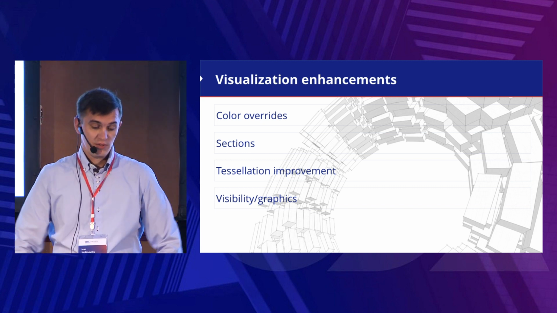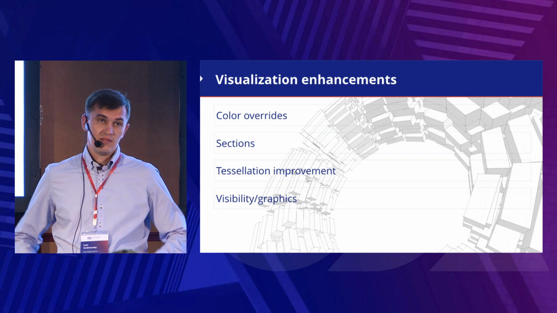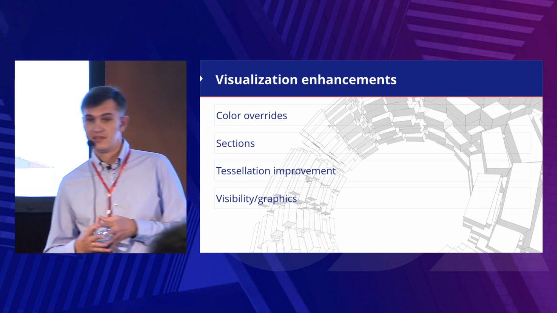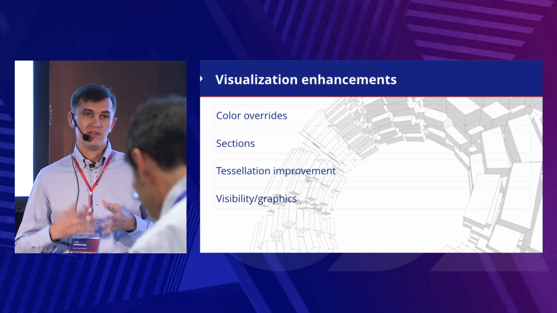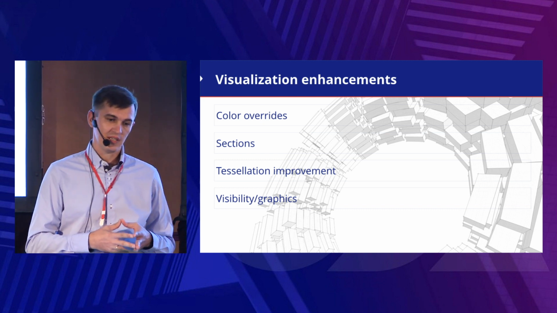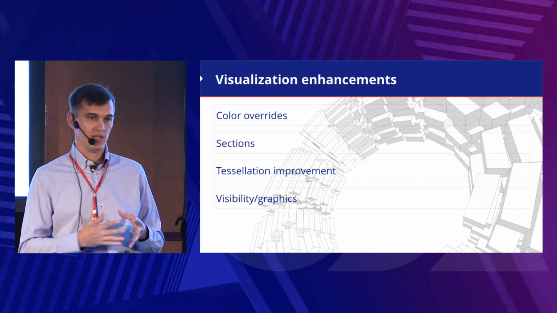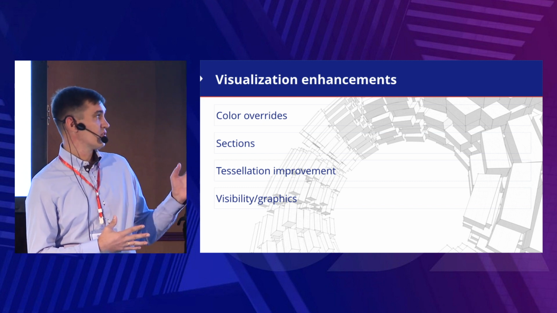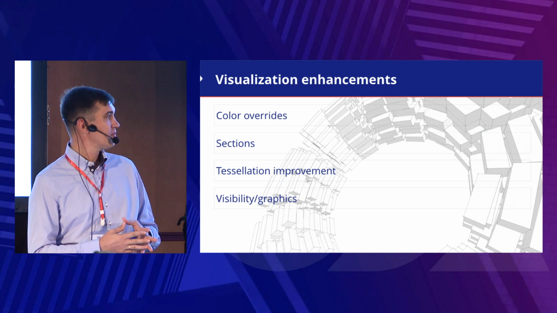First of all is color override. We implemented this in the latest release. We can override fill patterns or colors. It can be done by element or by category. On the screen you can see an example of such an override.